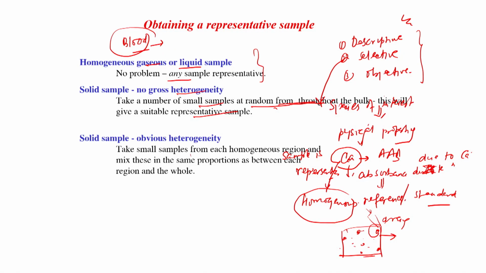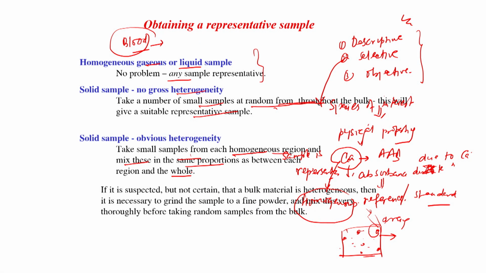Then if you are talking about solid samples which obviously have heterogeneity, in that case you have to take samples from each homogeneous region, as I told you here, and then mix these samples in the same proportion. You have to remember this again, because the proportion has to be the same between each region of the sample and the whole. So you have to ensure this as well.